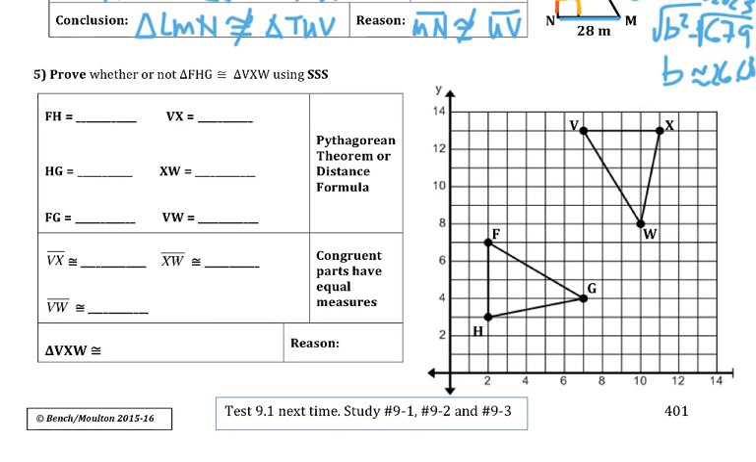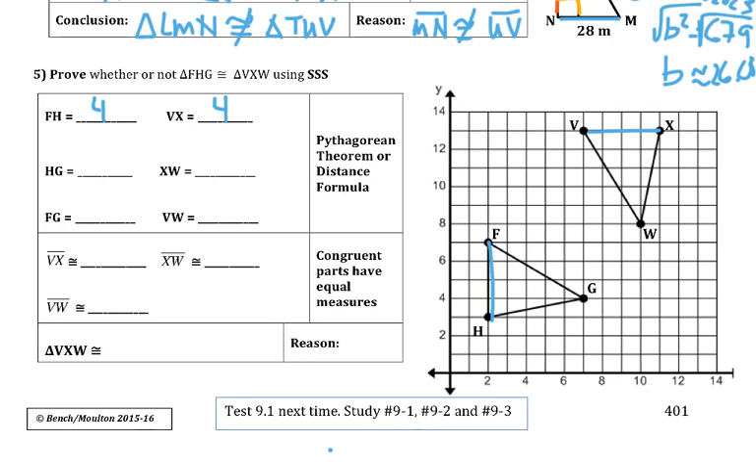So first thing we're going to do, can we figure out any of these lengths? Let's start out with FH. I'll highlight this in blue, FH. Well, the nice thing is this is a vertical line segment, so we can count. 1, 2, 3, 4. So this is going to be 4 units. So I'll just put 4. Next, VX. Well, VX is nice too because that's a horizontal line, and that is also 4 units long.